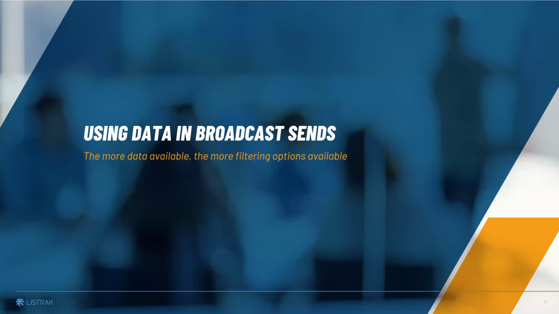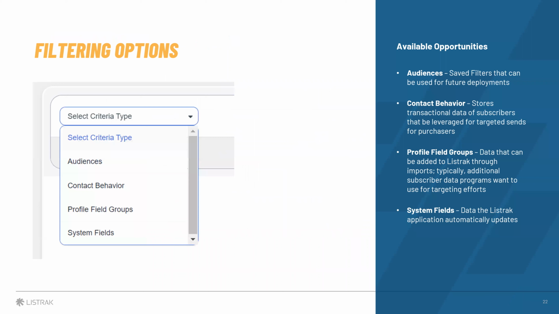So how do we utilize this data within broadcast sends? We just talked about segments. Well, how do we actually build them? And so under filtering, you go to contacts and look at audiences. That's how you're going to get to this screen here. We will see a number of the different options that you have available. You can look at previously built audiences and build on top of that. You'll see contact behavior, profile fields, and system fields.